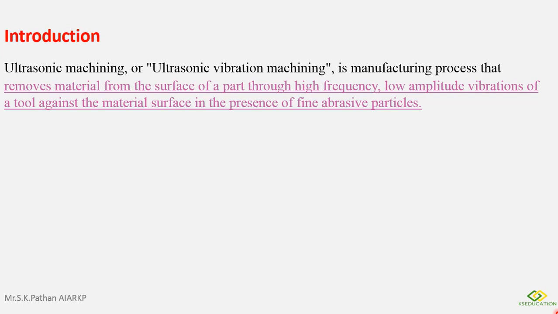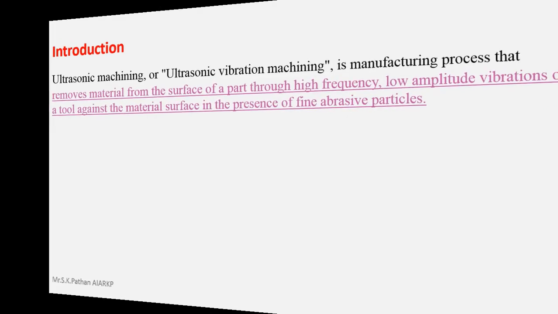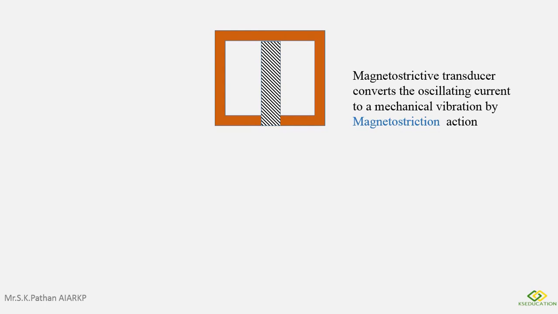Here the machining is primarily because of the high frequency, low amplitude vibrations of a tool, and secondarily because of the fine abrasive particles. So let's see how we get the low amplitude vibration and high frequency at a tool. For that we take a magnetostrictive transducer.